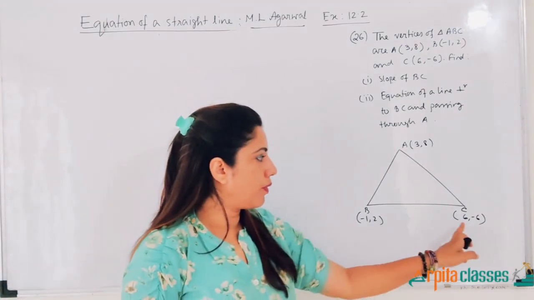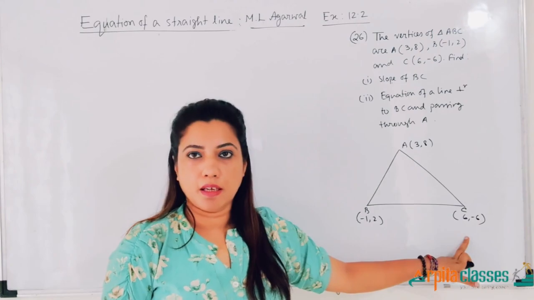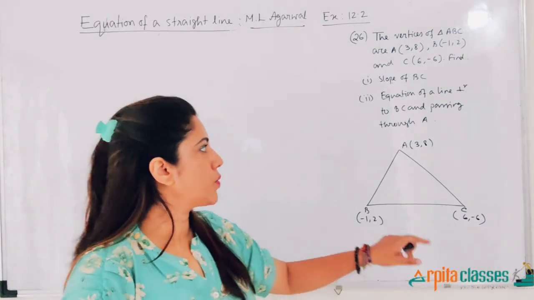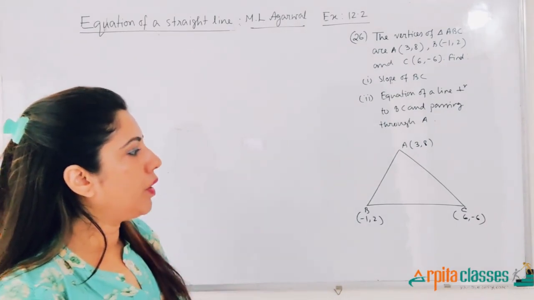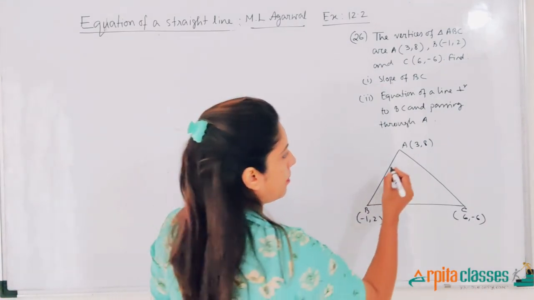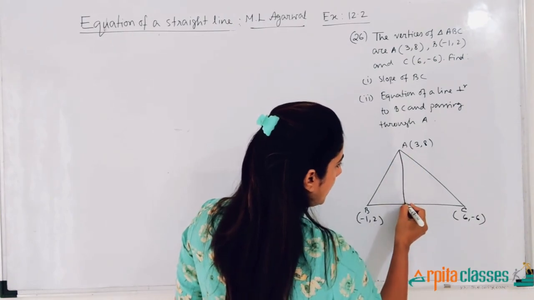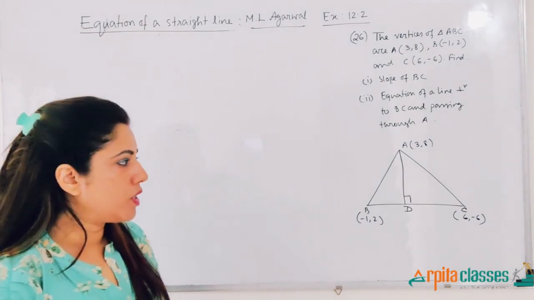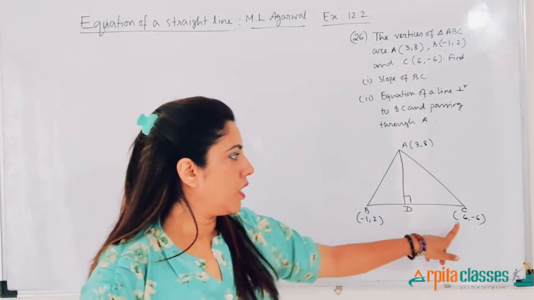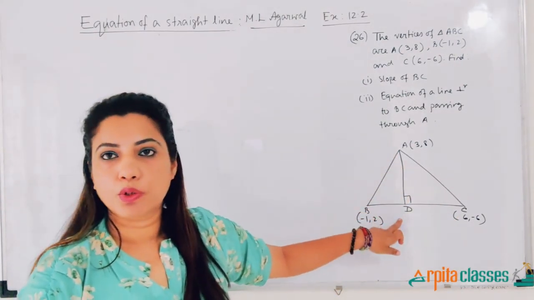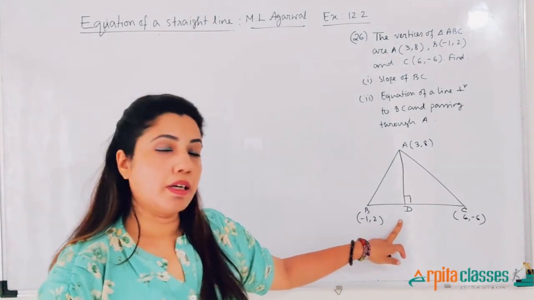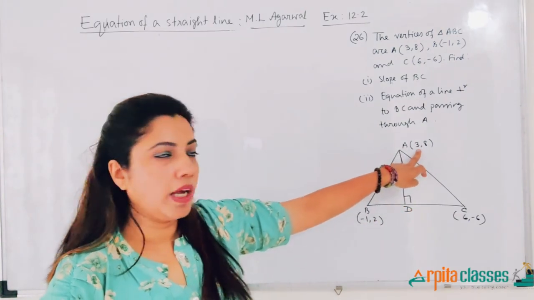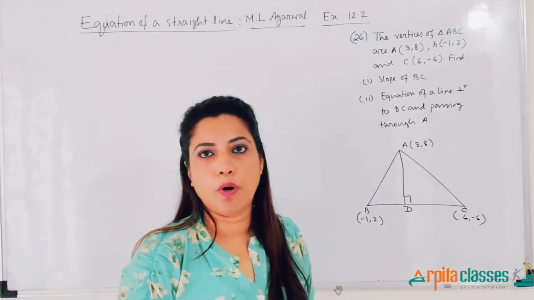So first of all we have to find the slope of BC. 2 points are given, so we can find the slope by the formula y2 minus y1 upon x2 minus x1. Then the equation of the line perpendicular to BC and passing through A. That means we have to find the equation of this line which is perpendicular to BC and passing through A. So once we get the slope of BC, we can get the slope of AD also by using the criteria m1 into m2 equals minus 1.